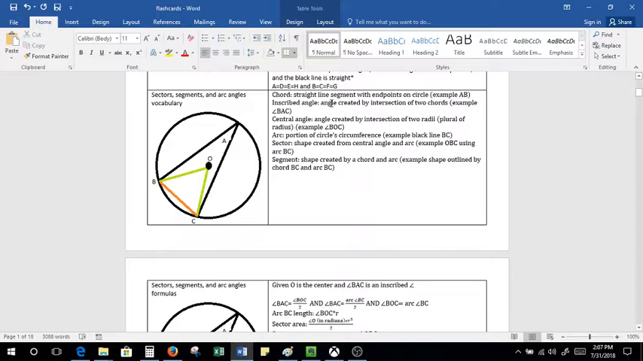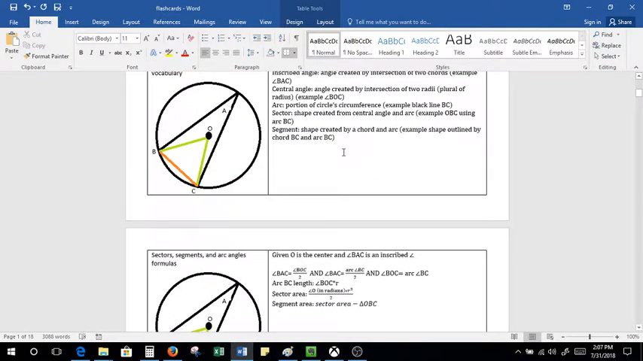An inscribed angle is an angle created by the intersection of two chords. So BAC would be an example because BA is a chord, CA is a chord, they intersect right there, so this angle right here must be an inscribed angle.